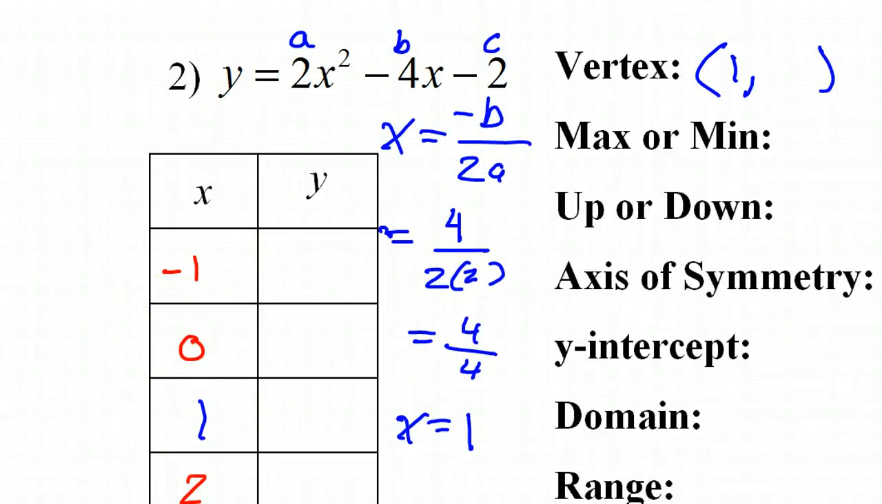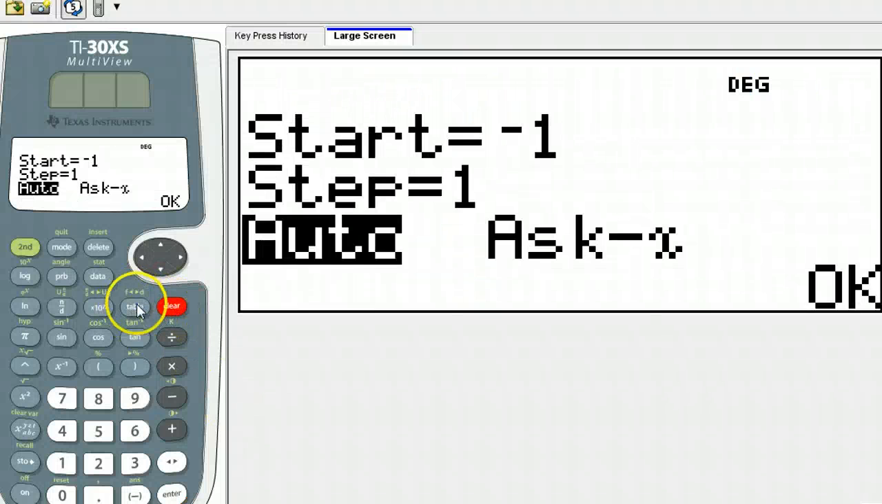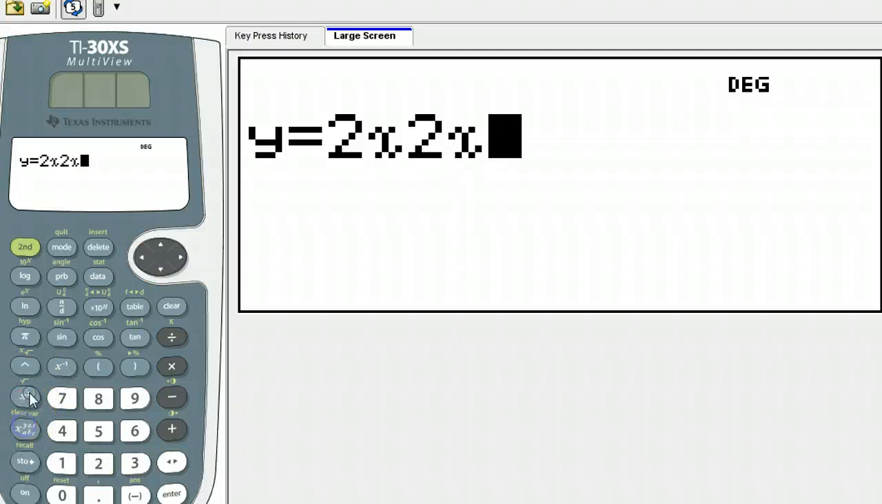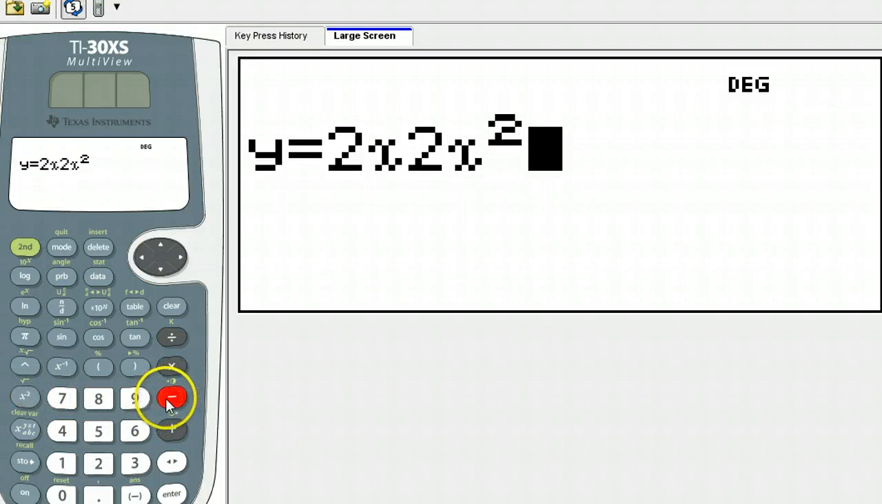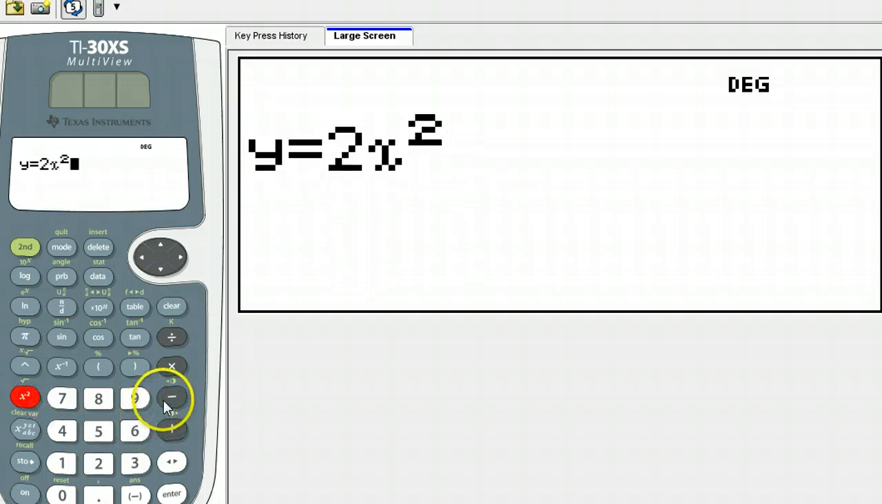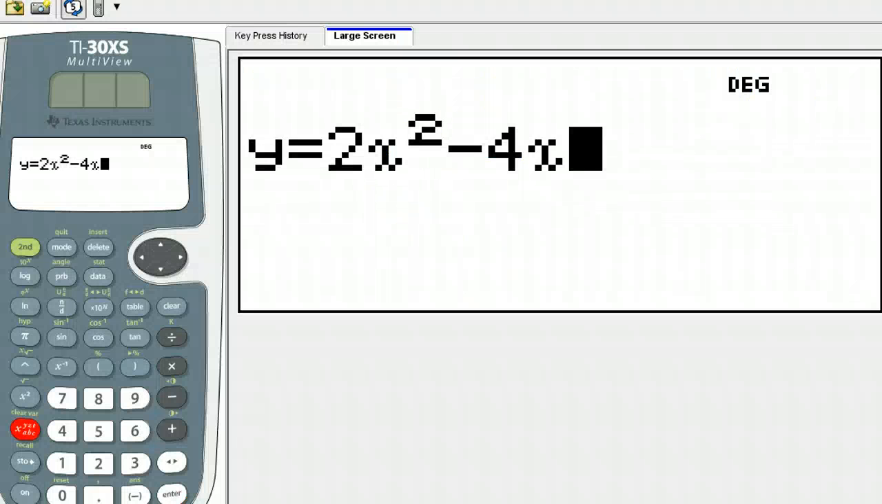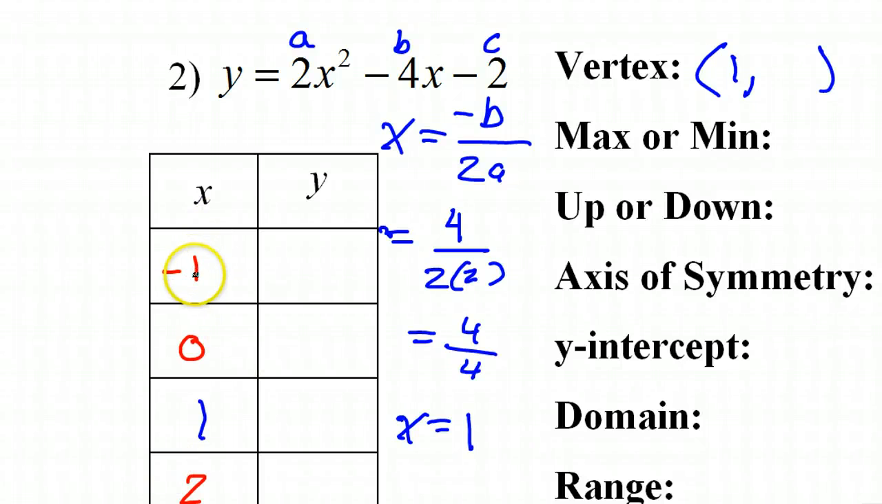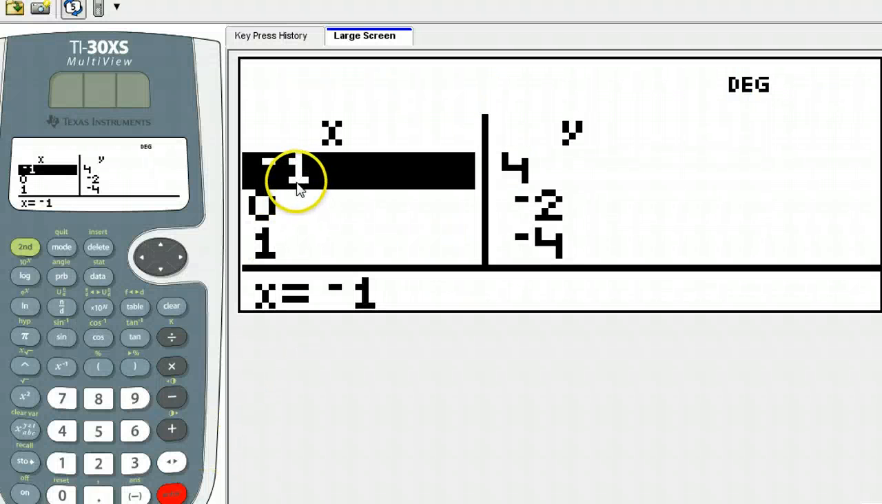Time for the TI-30 XS MultiView. 2x squared minus 4x minus 2. Alright, hit enter 5 times. And here we are. Okay, we need to start from -1, and we are already at -1. So I have 4, -2, -4.